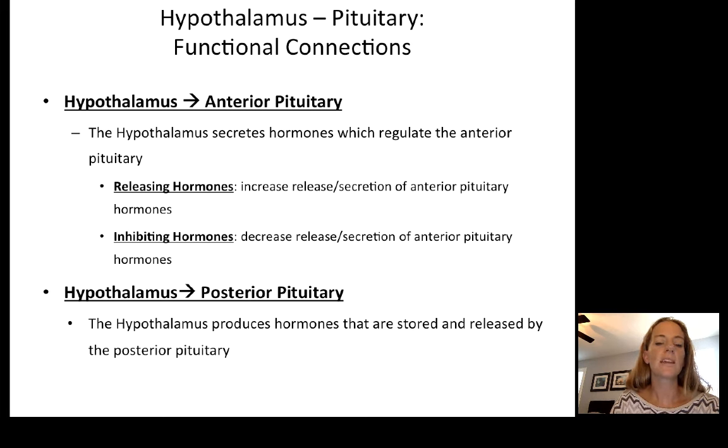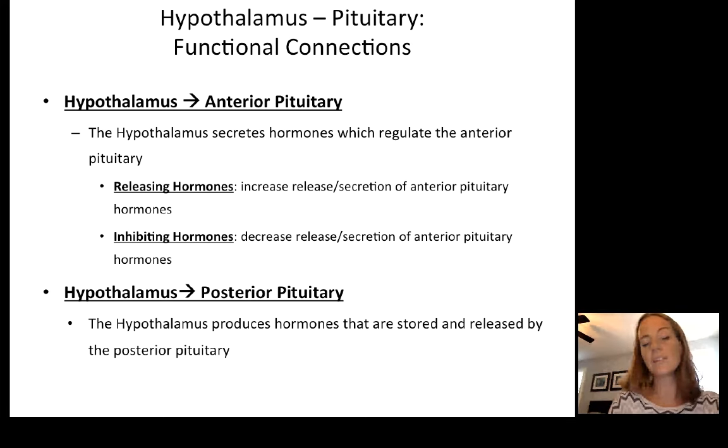So when you see releasing hormone, or RH, for example, thyroid releasing hormone or thyrotropin releasing hormone, that's an RH. What that means is that the hypothalamus is telling the anterior pituitary to release a hormone. So this is the manager telling the assistant manager to send out his commands. So releasing hormones increase the release or secretion of other anterior pituitary hormones.